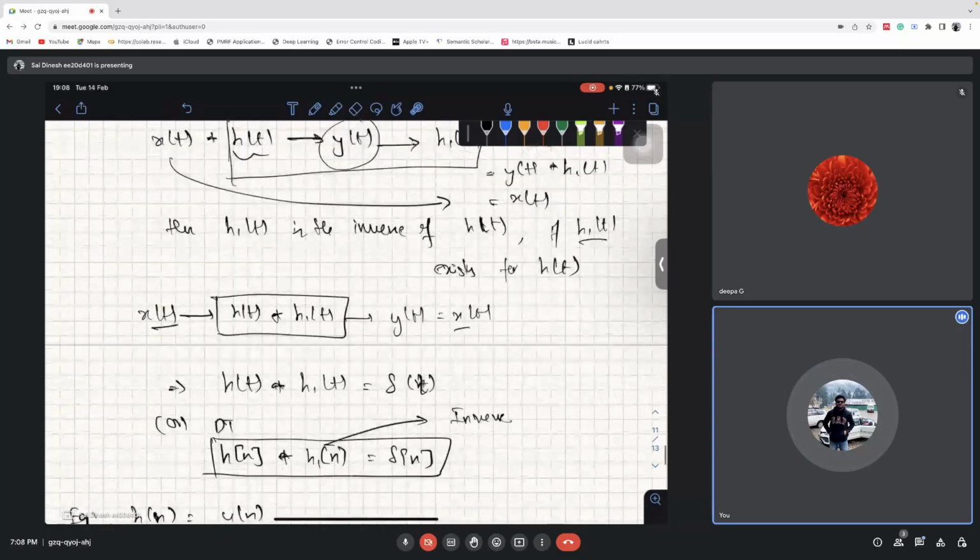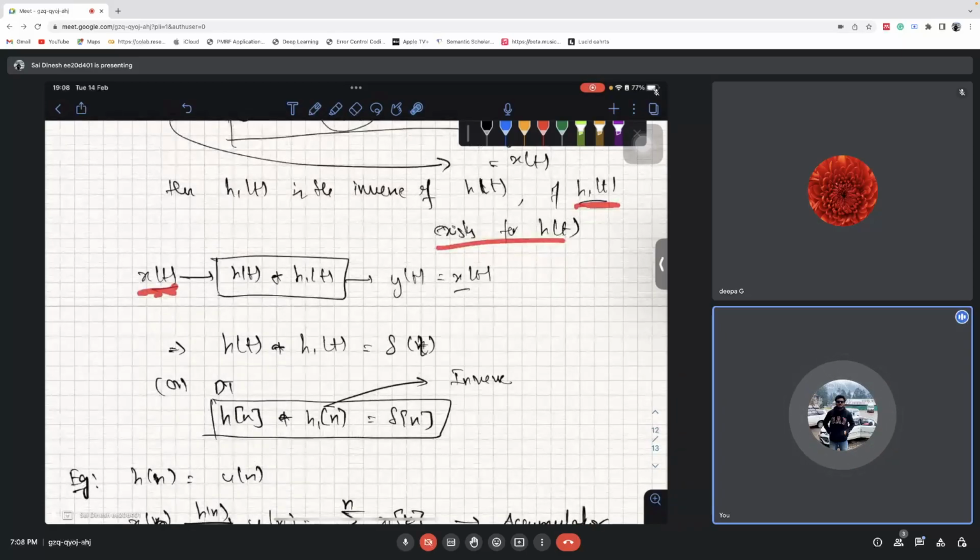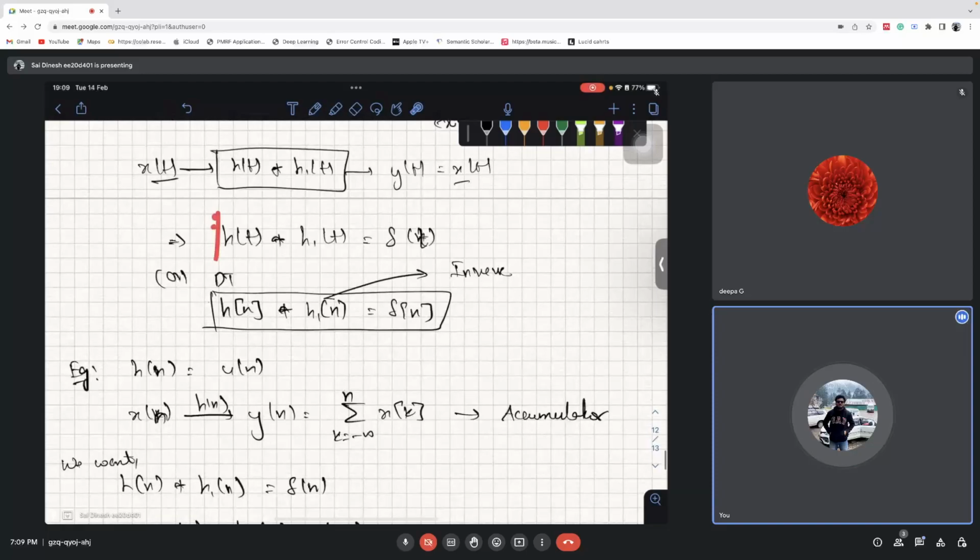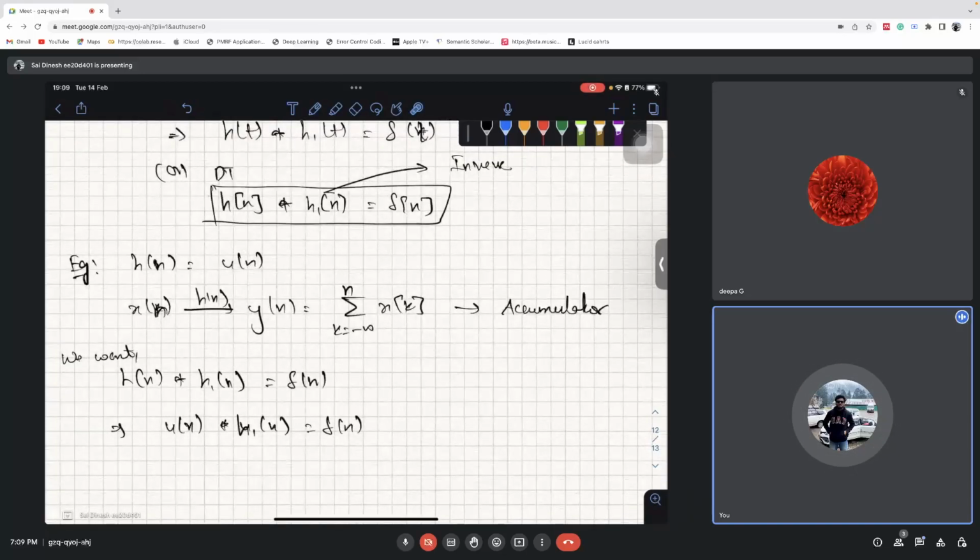So h1 of t is the inverse of h of t if h1 of t exists. Basically, if we give x of t to a system with h of t convolved with h1 of t, it will give a y of t which is equal to x of t. Basically again the identity here. So this is the basic property that we have: h of t convolved with h1 of t is equal to delta of t.